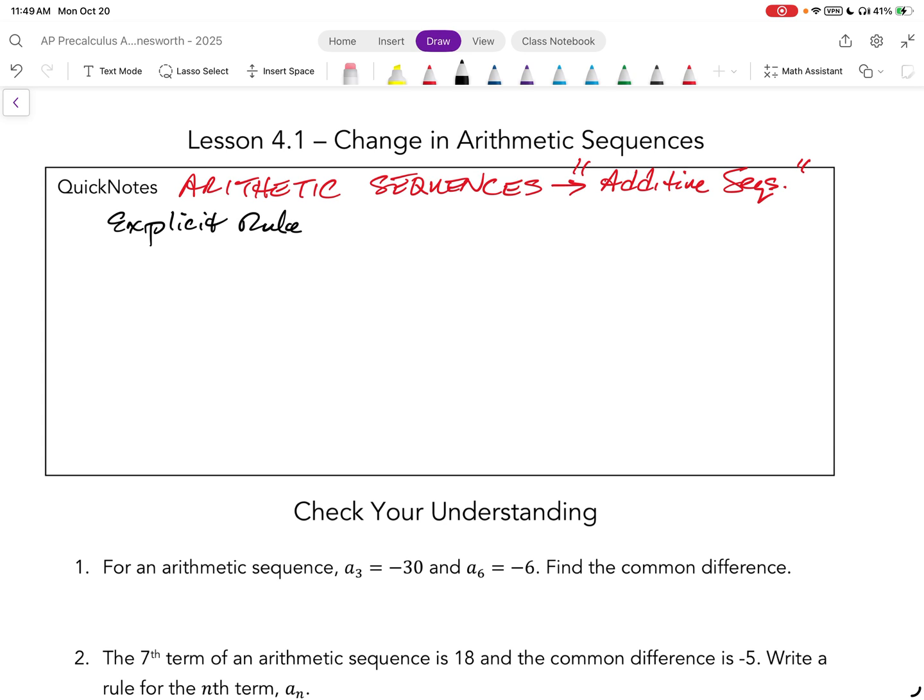The function rule or the explicit rule, in sequence notation, where we have a sequence that looks like this: a sub 1, a sub 2, a sub 3, a sub 4. These are the terms, all the way to the last term of the sequence, which is a sub n. To get any term of the sequence, we call that a sub n in general, which represents your last term. And a sub 1 represents your first term, a sub 2 the second one, and so on. A sub n is equal to your first term, a sub 1, plus the common difference, which is the same as the rate of change, times n minus 1.